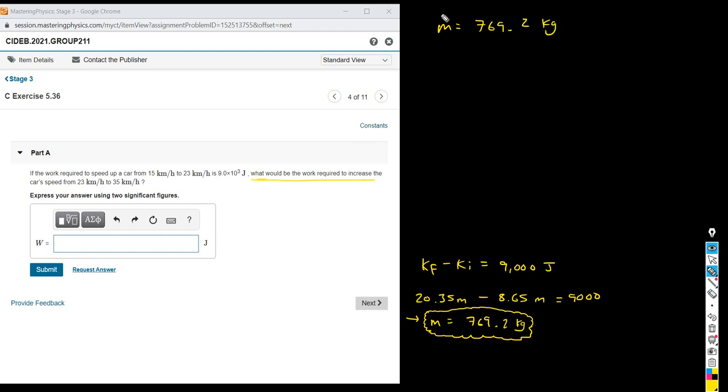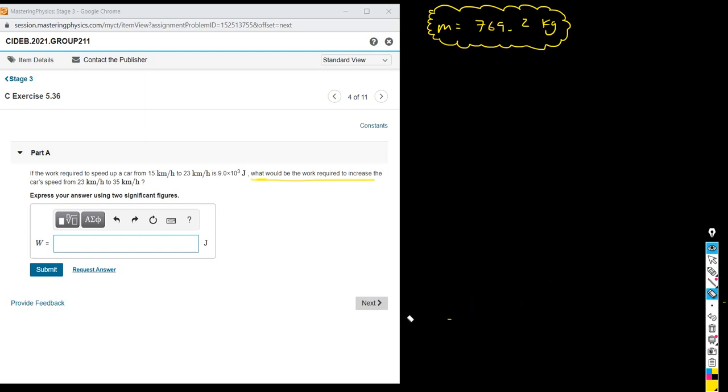769.2 kilograms. That's the mass of the car. And I can erase the rest of it. Okay, and now like I said, the question is, what would be the work required to increase the car's speed from 23 kilometers per hour to 35 kilometers per hour? You're gonna do something similar, guys.